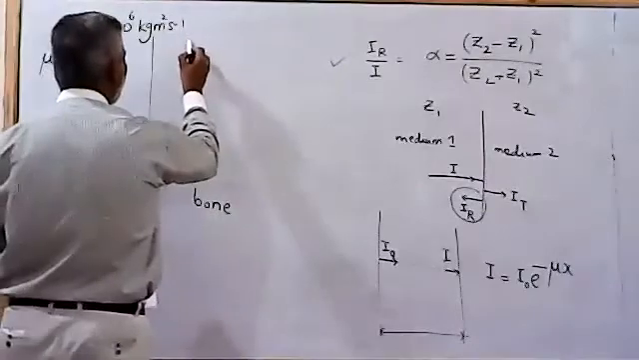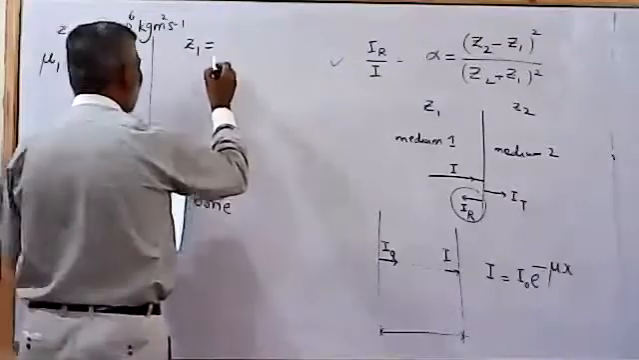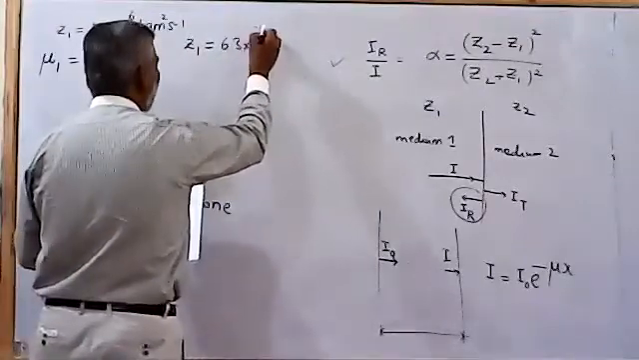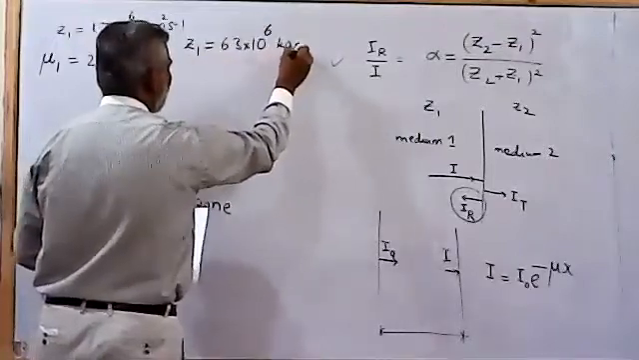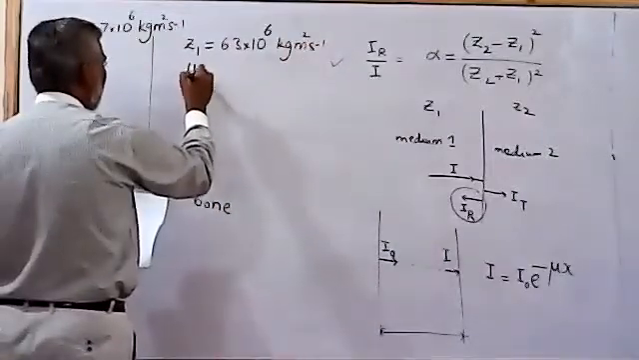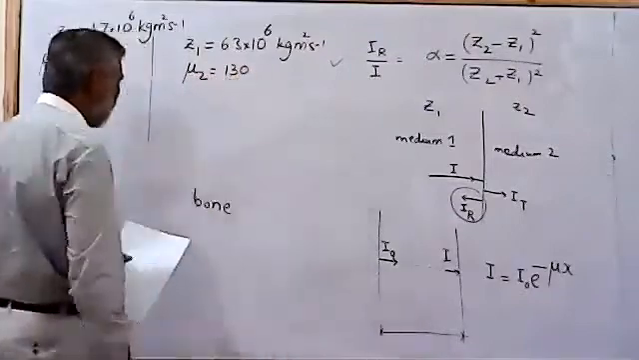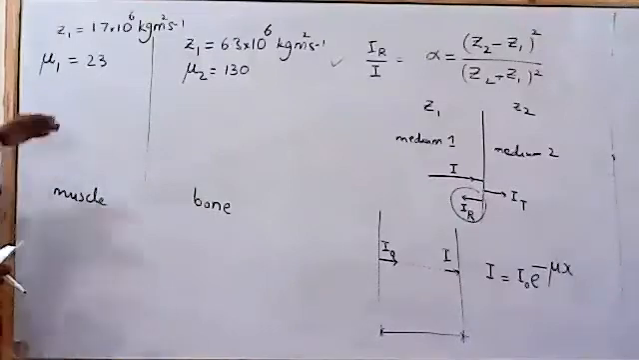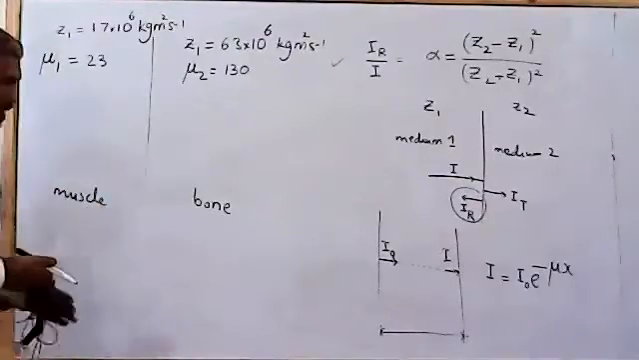The value of acoustic impedance for bone is given. It is 6.3 into 10 raised to power 6 with the same unit, kilogram meter square s minus 1, and attenuation coefficient for this medium, which is bone, is given 130. So I know the value of z and mu for both media.